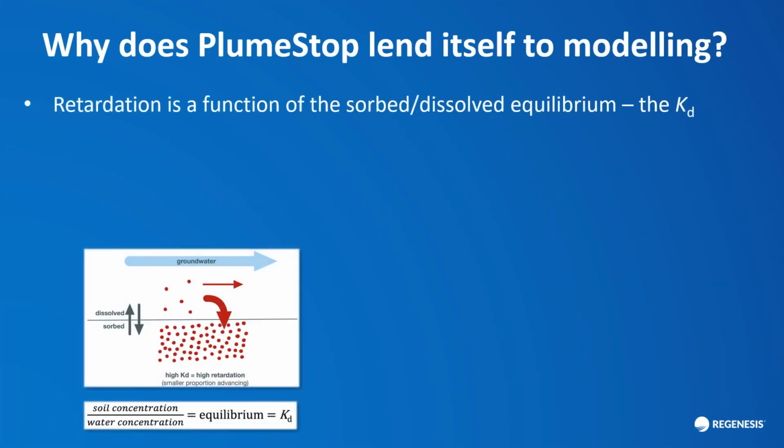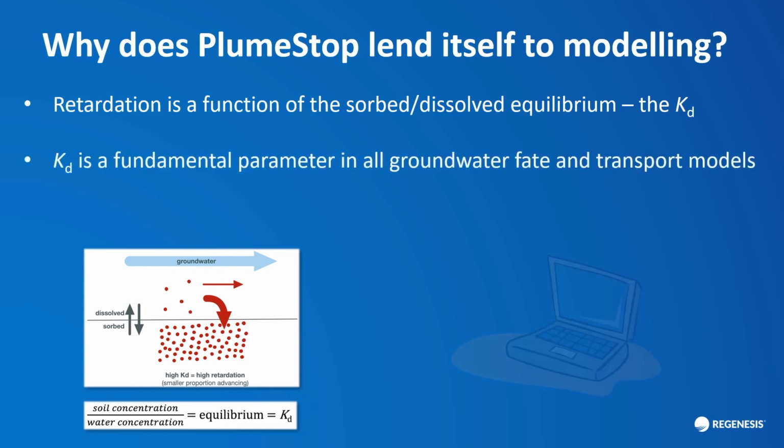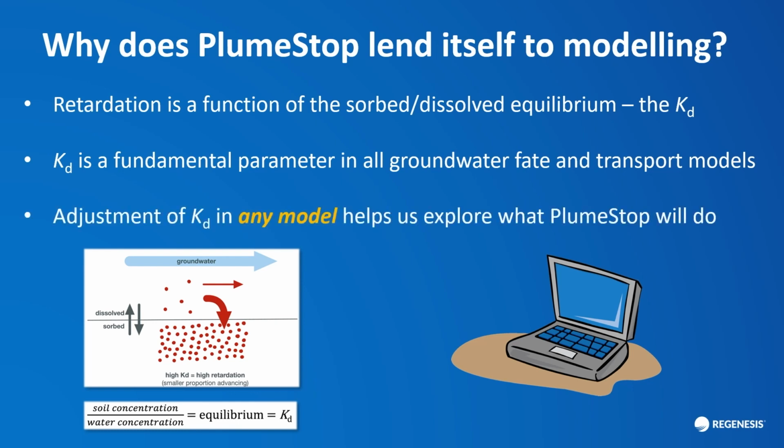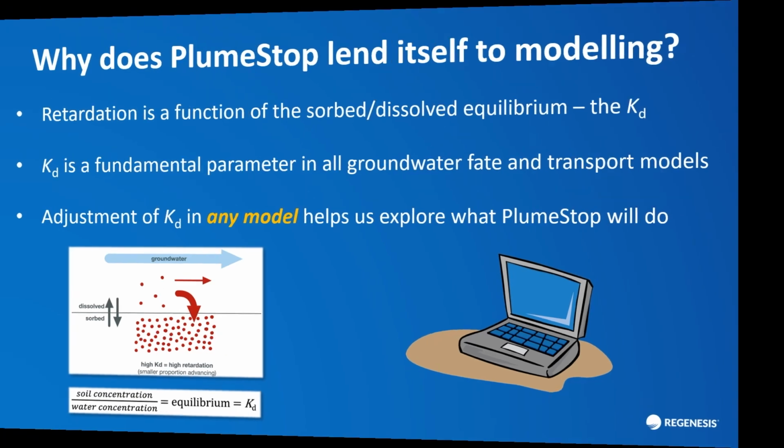PlumeStop and modeling. PlumeStop lends itself to modeling because retardation is a function of the sorbed-dissolved equilibrium, the KD. KD is fundamental to all fate and transport models. So therefore, if we can adjust the KD in any model, we can then explore what PlumeStop will do. Well, let's move on to an example.